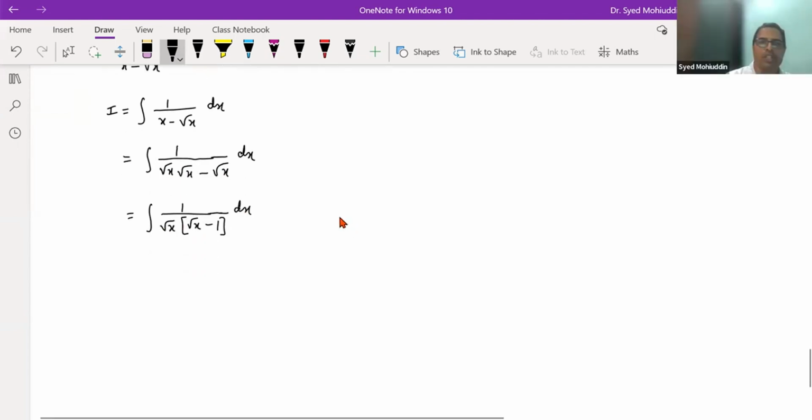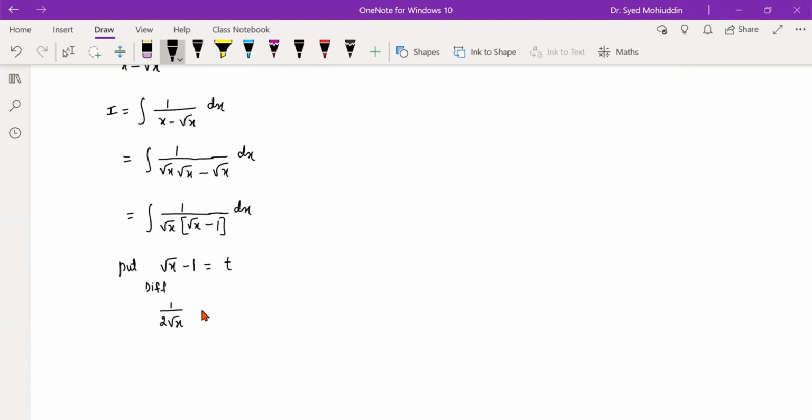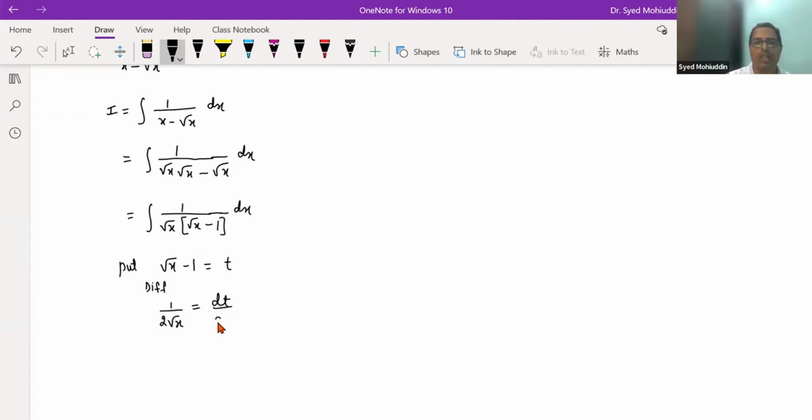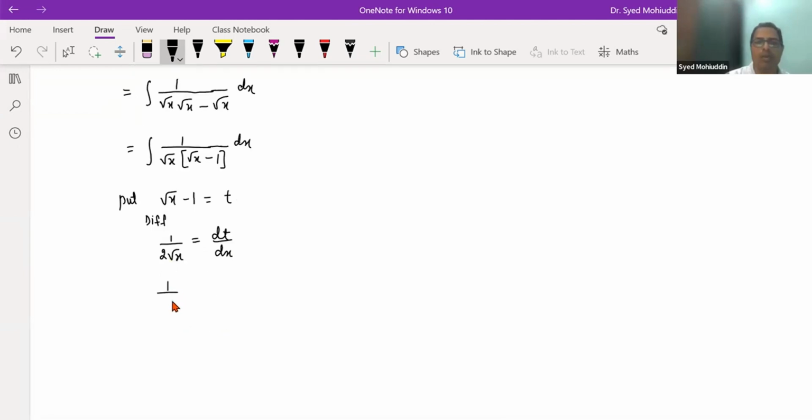Now you can make the substitution. This will be a substitution, root x minus 1. So put the value of root x minus 1 equal to t. We'll try to differentiate this one. The derivative of root x will be 1 by 2 root x, right? And the derivative of 1 will be 0. Differentiation of t will be dt by dx. I can write this as 1 by root x.